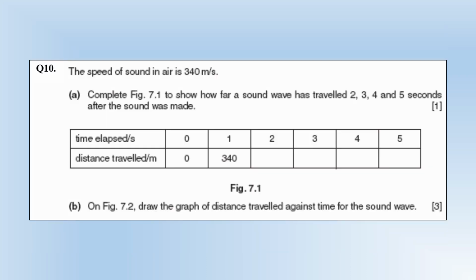Speed of sound in air is 340. Complete the table to show how far the sound wave has travelled in 2, 3, 4 and 5 seconds. So essentially we just need to increase the number by 340 every second.